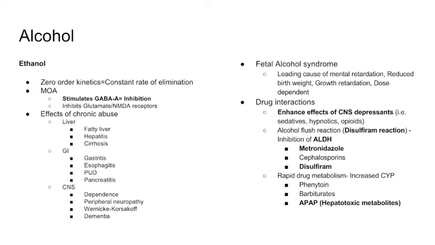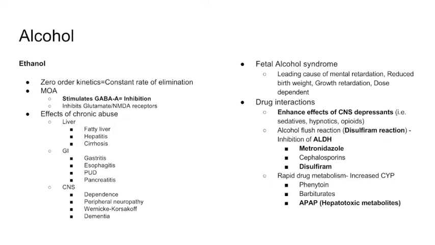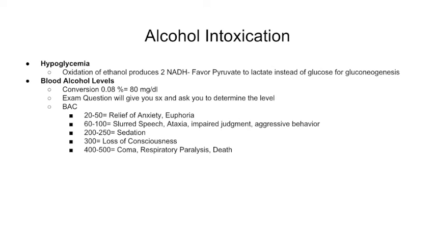Acetaminophen, as we know, gets metabolized into reactive oxygen species that have to be combined with glutathione to be excreted safely, but the body can't handle this fast rate of metabolism, so you get hepatotoxic metabolites and you get liver failure. So that's just a general overview of alcohol.